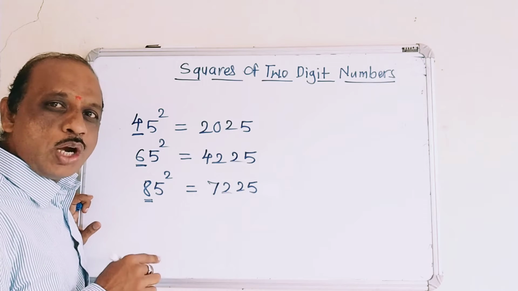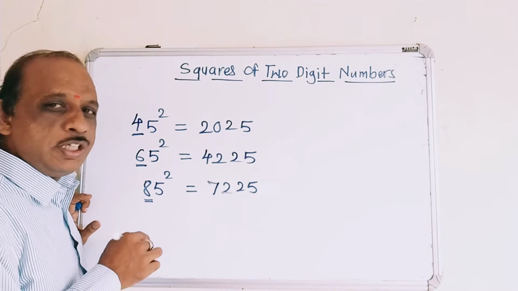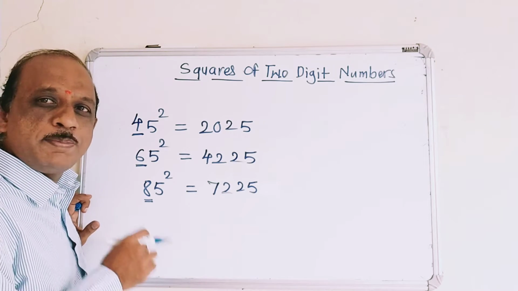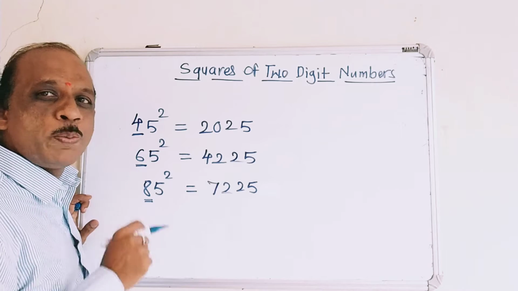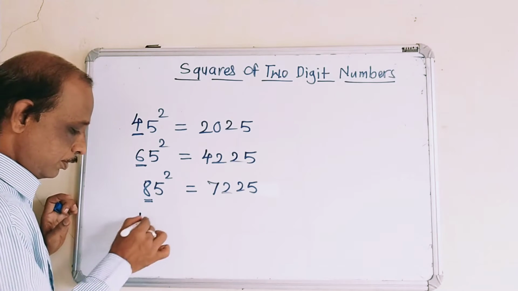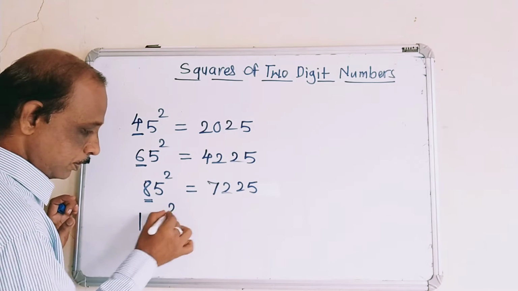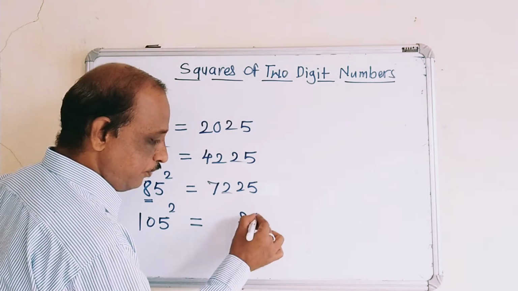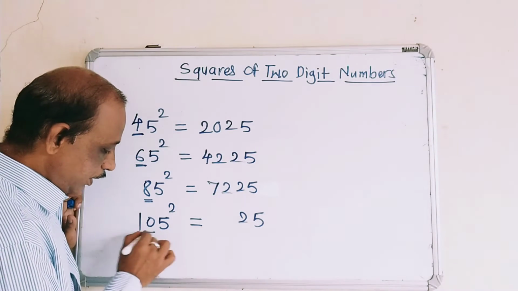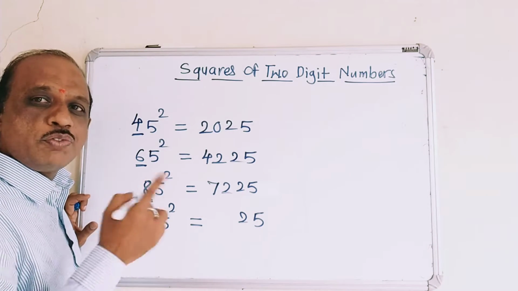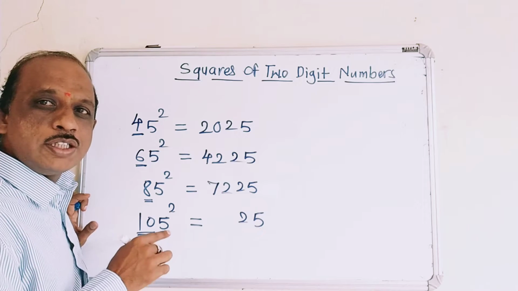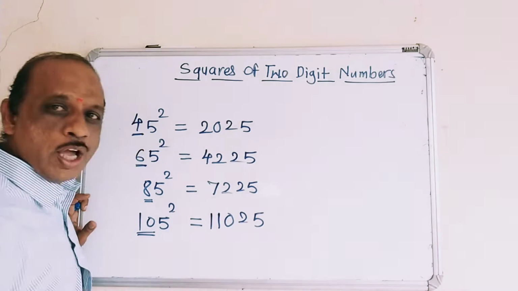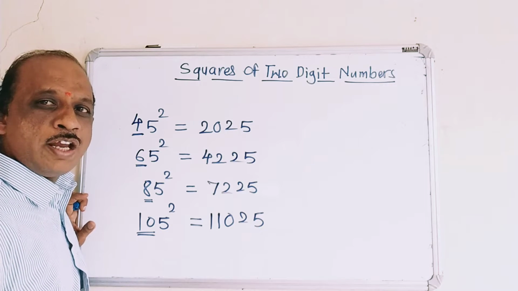Now this is not only applicable for two-digit numbers, but it is also applicable for any number which has its unit place digit as 5. Let us see how to find out the square of 105 then. Again the same thing, that is the square of 5 is 25. Now this digit is 10, the next digit will be 11. So 10 into 11 you will get 110. So this is 11025. That is the square of 105.